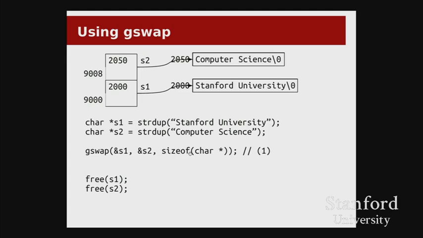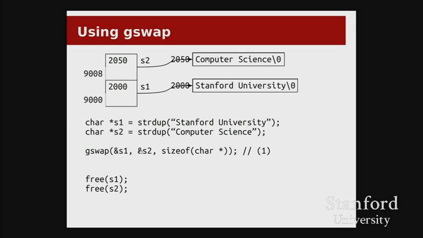So we're going to swap &s1, &s2, an amount equal to sizeof(char*). So here we look inside. What is this going to do? I'm not going to walk through the full mechanics of how gswap works, but I'll assume it works and tell you what is happening at a high level. Then hopefully you can trace through the mechanics of what it's actually doing. If you have questions about that, bring them up with me.